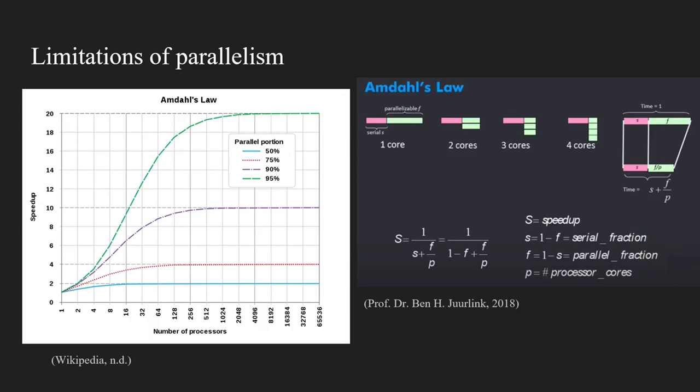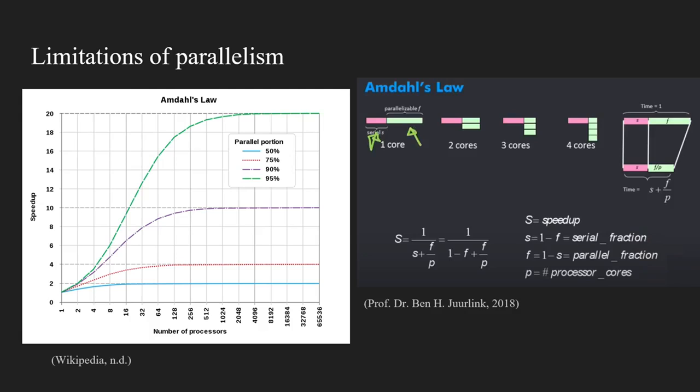First, let's take a look at the limitations. In an ideal world, everything is perfectly parallelizable. Everything will be starting at the same time and stop at the required time. But in reality, the program is made out of non-parallelizable parts and the parallelizable parts.